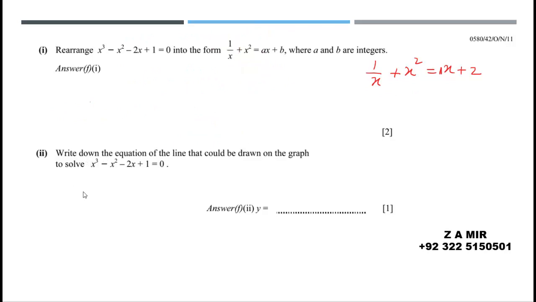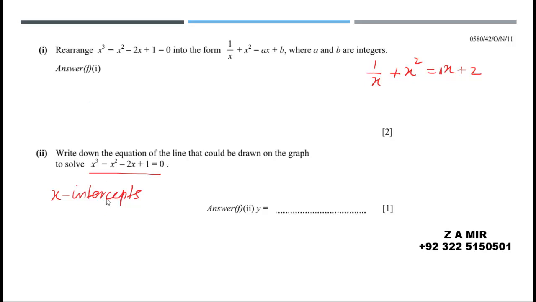In the next part, we have to solve this equation using the graphical method. To do that, we have to draw this equation on the graph and then see where the curve of this equation cuts the x-axis. So the x-intercepts would be the solution of this equation.